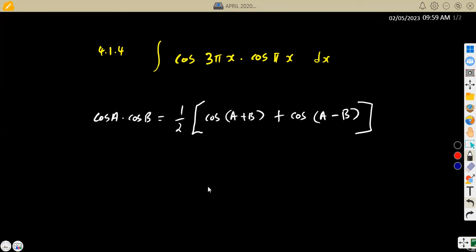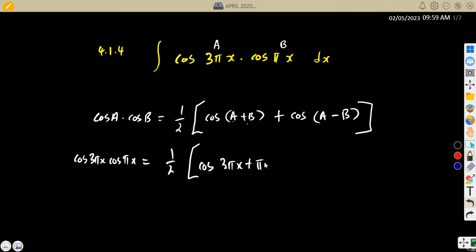So what we need is to rewrite these in terms of this format. We can note that this can be our A and this can be our B. Make sure that your A is the bigger term and B is the smaller term. Compare 3 and 1 here: 3 is bigger than 1. So we can substitute this whole expression of cos 3 pi x by cos pi x as half of the cos of A plus B, which is 4 pi x, and our B is pi x.